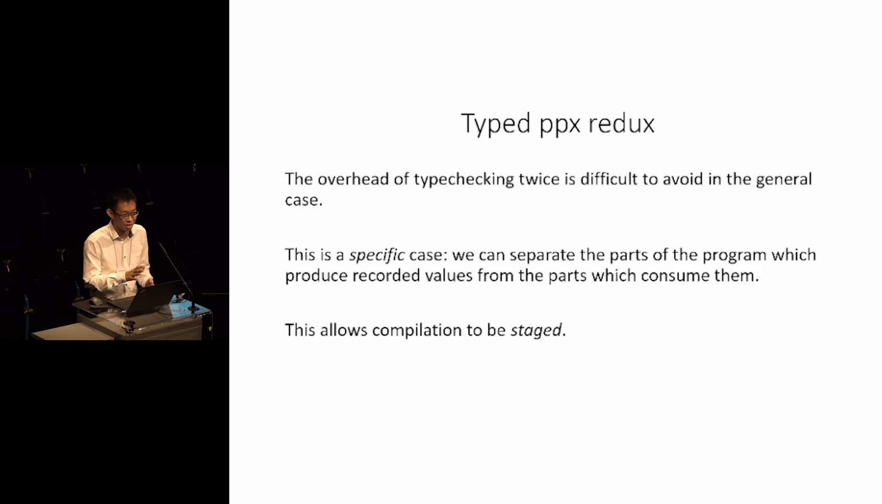But there is a recurring theme in all the talks today, which is that we're looking at a special case. So again, we have a specific case here. When we can stratify the program into the parts of the program which produce such values, which require typed preprocessing, from the parts which consume such values, we can stage compilation and work around this problem without requiring type checking again.